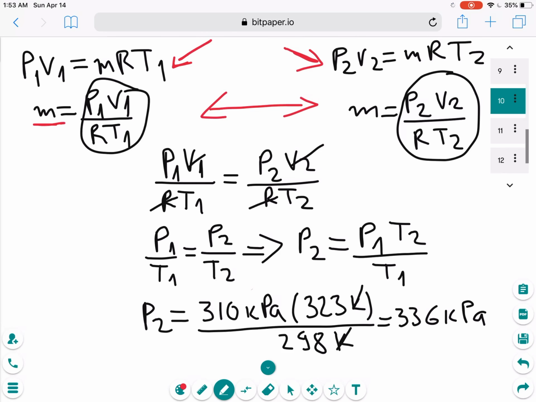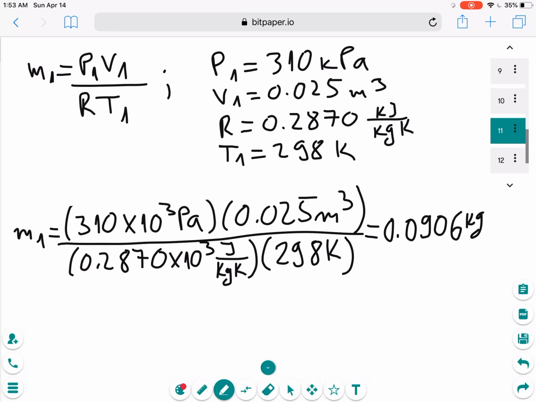However, R is a constant and it has the same value, so we can remove it from both sides of the equation, and we said that the volume is constant, it's not going to change, so we can get rid of the volume. So we get this expression, P1 over T1 is equal to P2 over T2, and then we can simply isolate P2 and solve for it. If we plug in the numbers, we get 336 kilopascals for the pressure. So that's the pressure, and now let's focus on the mass.